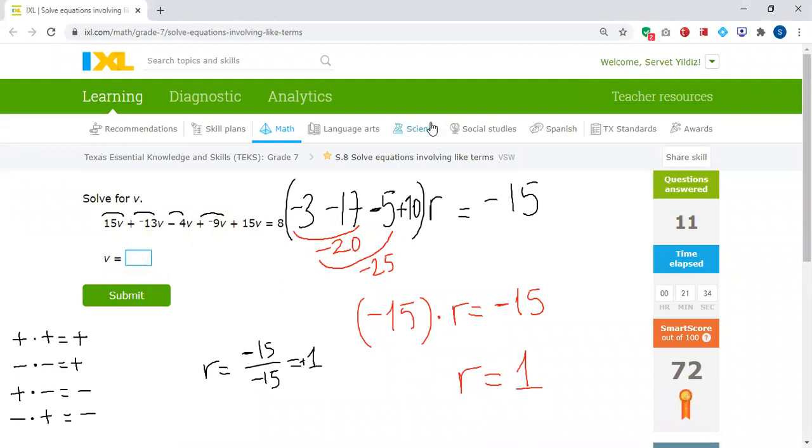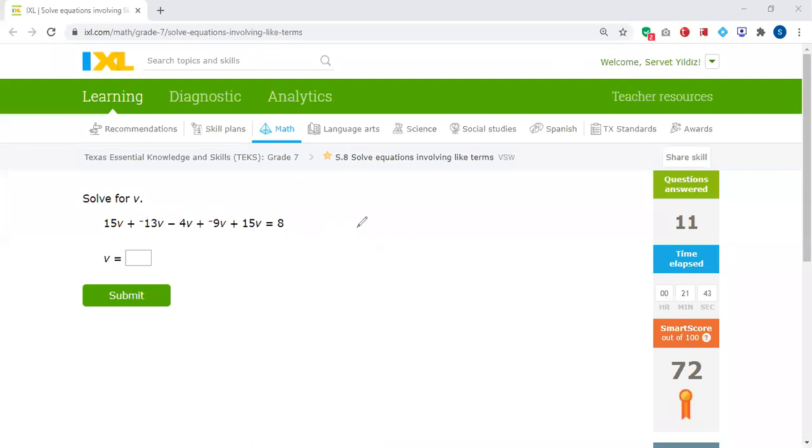Okay, so this is going to be the last example of this video. As you can see, we have v, v, v, v, v. These are the same variables. That means all these are like terms. So I'm going to write v out, and I'm going to combine the coefficients.